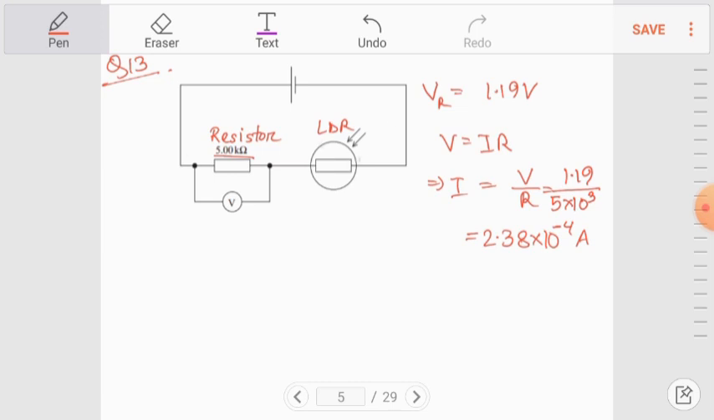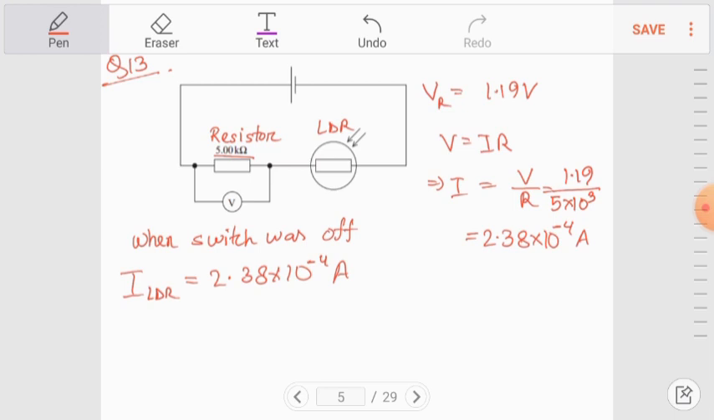Now, as the two components are connected in a series circuit, the current is the same for every component. That means the current inside the LDR when the switch was off was also 2.38 into 10 to the power negative 4 ampere. So when the switch was off, I inside the LDR is 2.38 into 10 to the power negative 4 ampere.